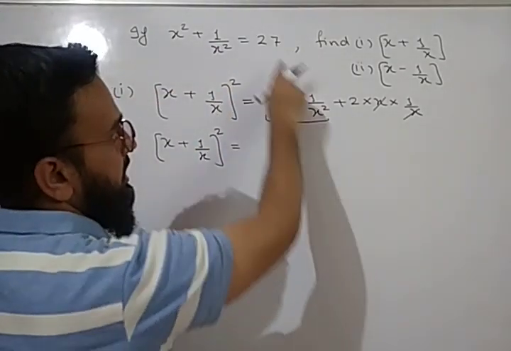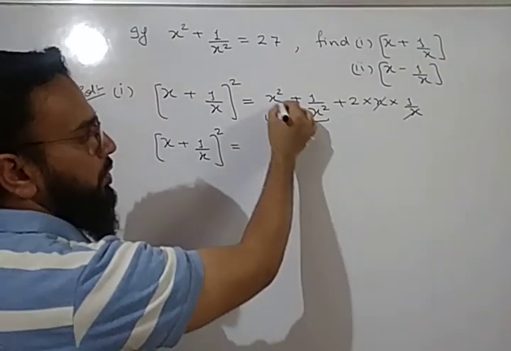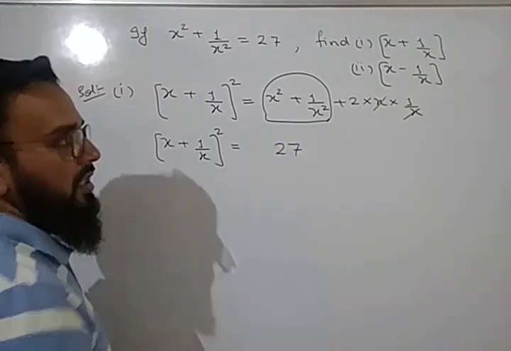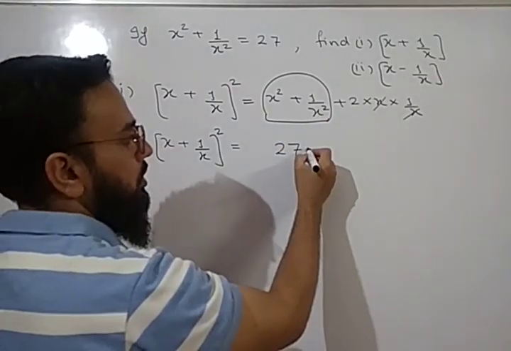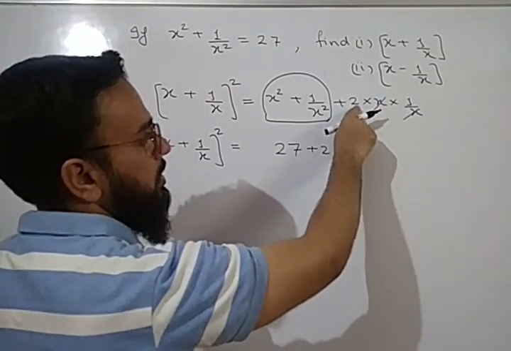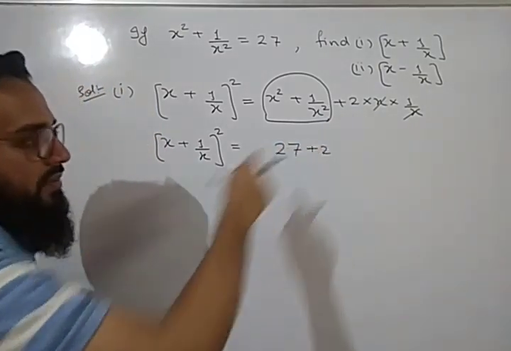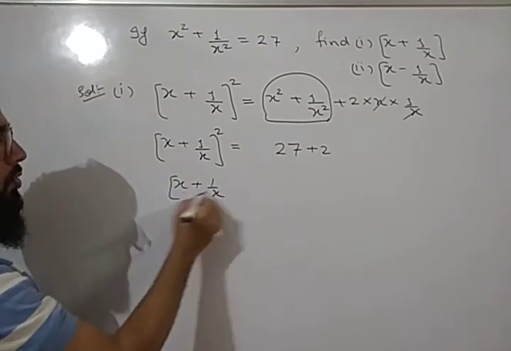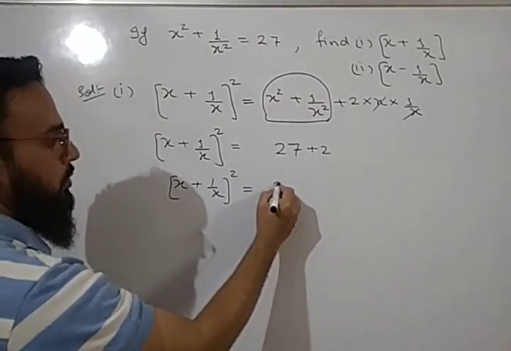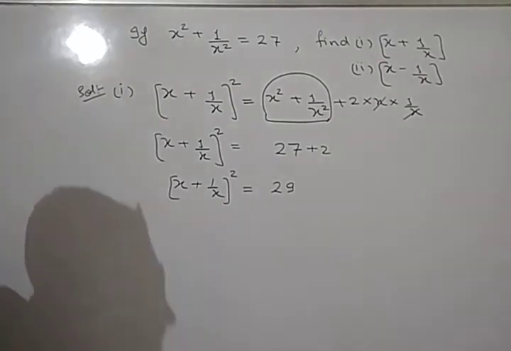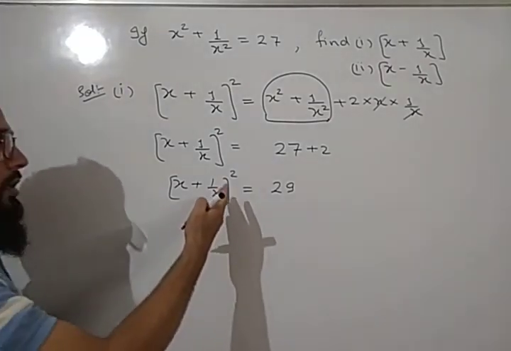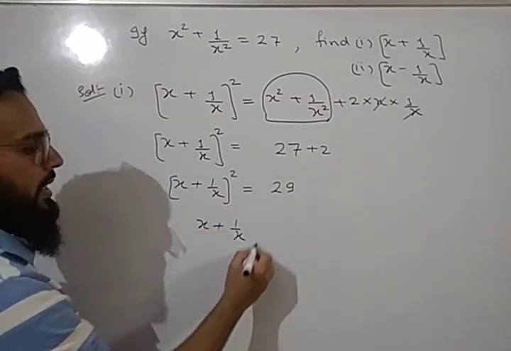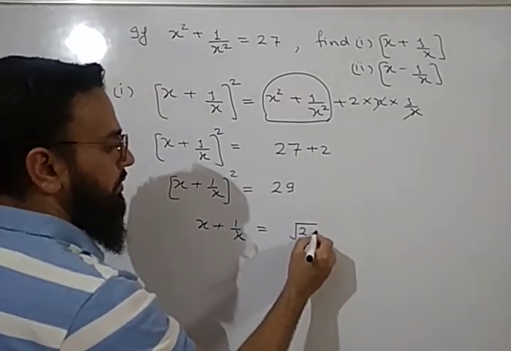This term, its value is 27. Means we can put the value of this term as 27. So we are putting the value 27 plus 2. This x and x is cancelled out. So 2 will be remaining. It will be 27 plus 2. Means we get x plus 1 upon x whole square is equal to 29. Okay. So now if you take the square root of both the sides, we will get x plus 1 upon x will be equal to under root of 29.